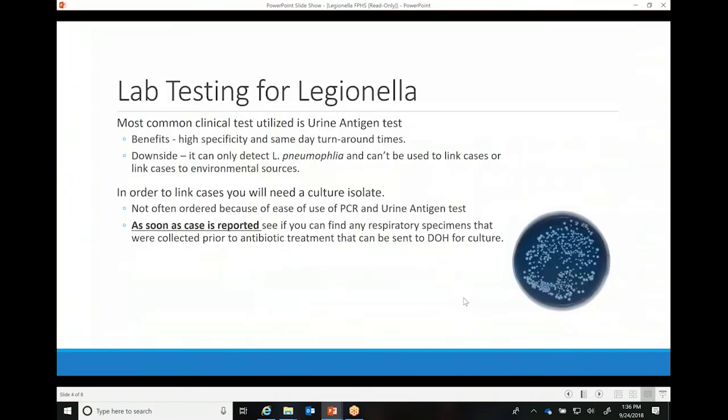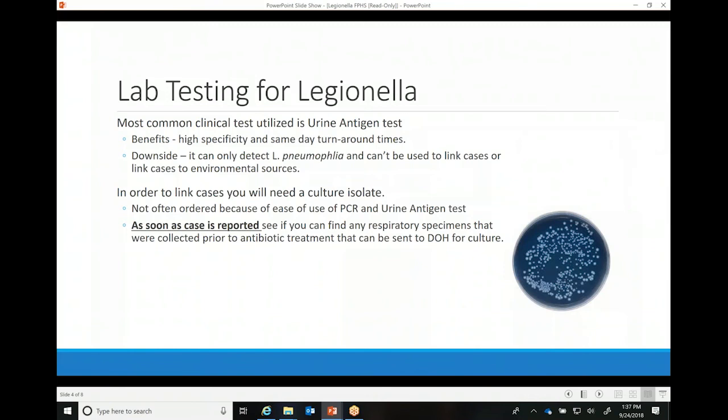Let's take a look at the lab testing for Legionella. As I said, the most common test that we often see is a urine antigen test. This is a point of care test, relatively speaking. The turnaround time is very quick. And so it's very beneficial for hospitals to use this test over culture because of the quick turnaround time.